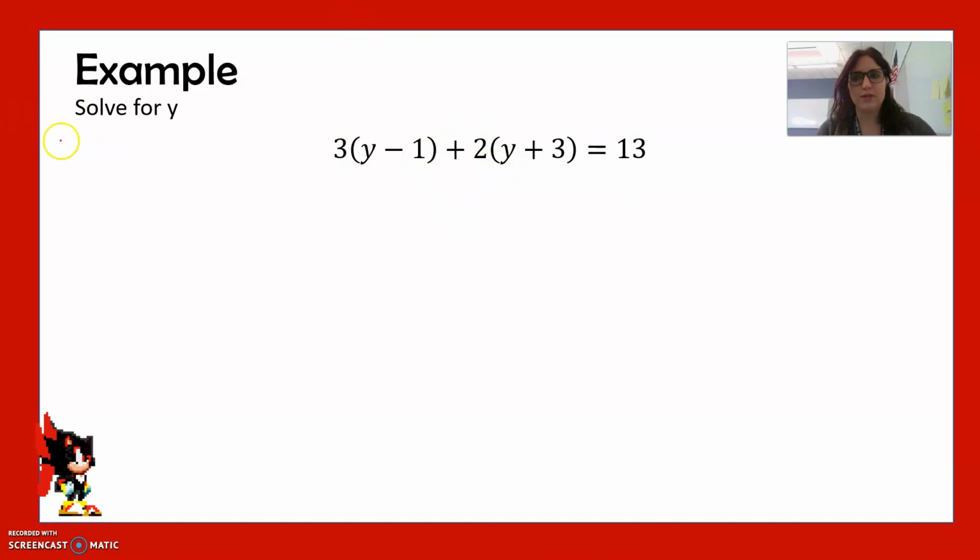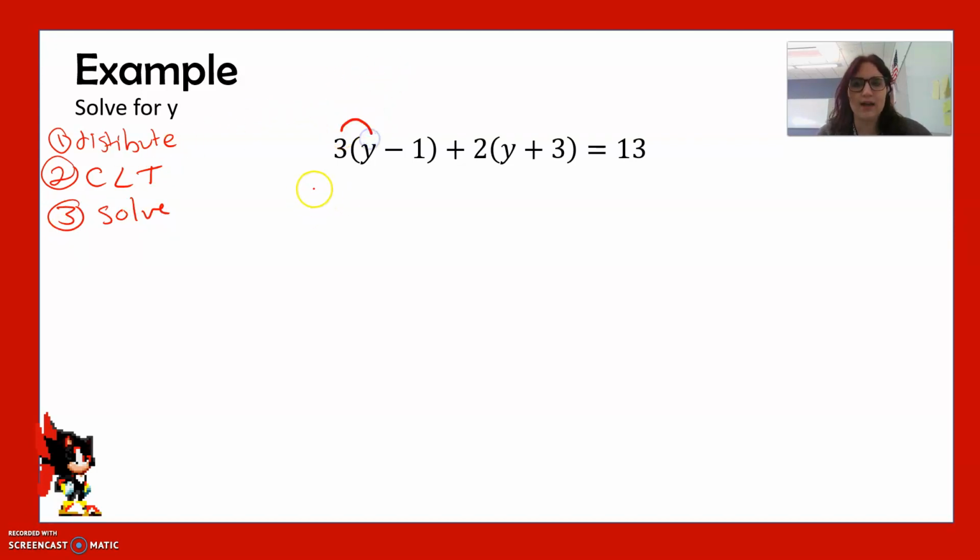So step 1 was to distribute. If you want to write these steps out, maybe if you're about to take a quiz or something and you want to say, okay, first step, distribute, second step, combine like terms, and third step, solve. So let's distribute first.